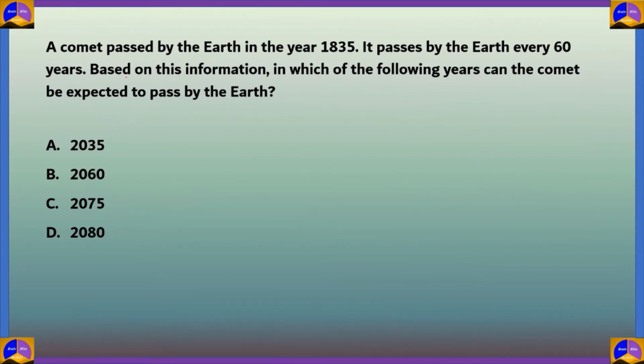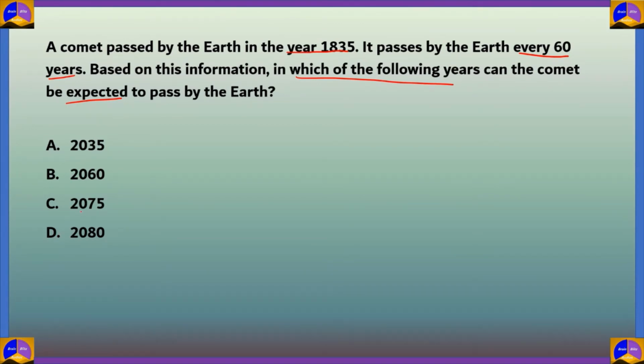Next question. A comet passed by the Earth in the year 1835. It passes by the Earth every 60 years. Based on this information, in which of the following years can the comet be expected to pass by the Earth? Option A, 2035, option B, 2060, option C, 2075, and option D, 2080. Now, to solve this, we have to form a formula that we can apply to all these options to find the answer.